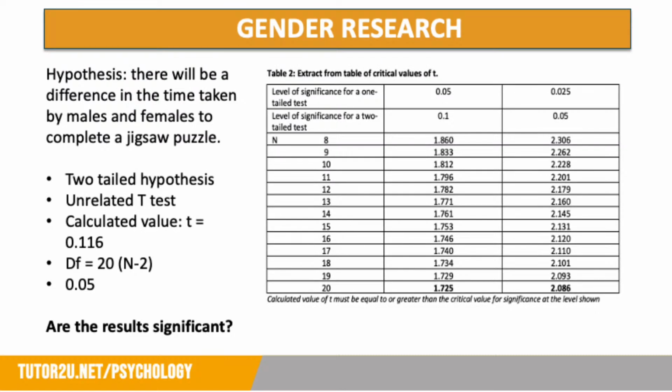Let's have a look at another one. Here we've got a bit of gender research. Again, limited information, but enough for you to do it. We've just got a hypothesis: there will be a difference. Hopefully you see that and think, that's non-directional, that's a two-tailed. We haven't told you how many participants are in the study, but let's say there were 22. And I've said that DF is n minus 2, so that's going to bring us down to 20 on that table.